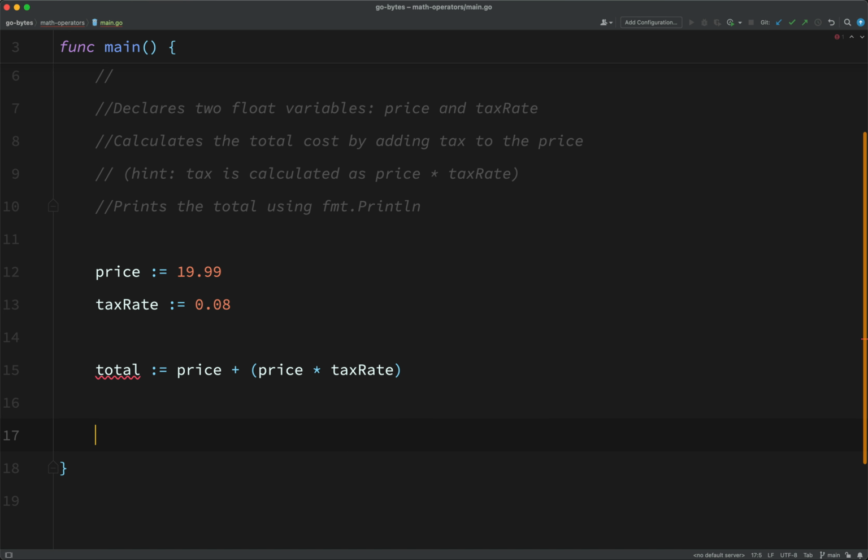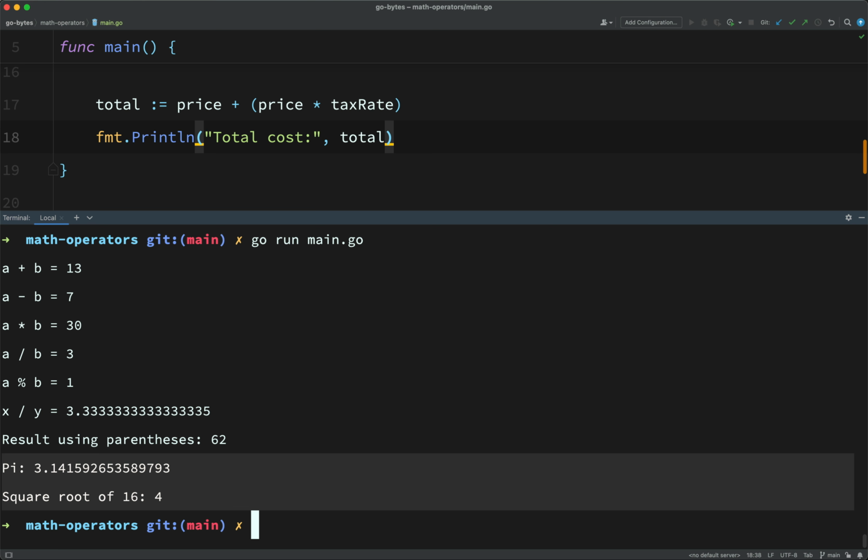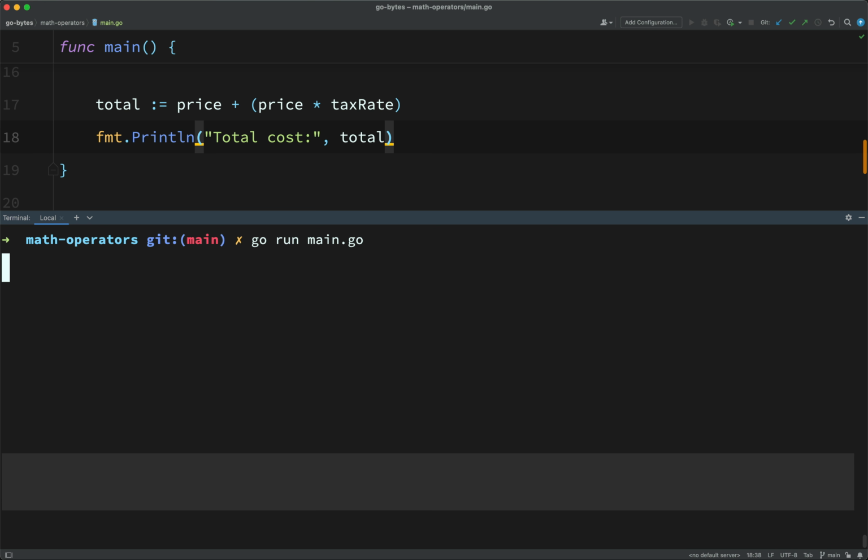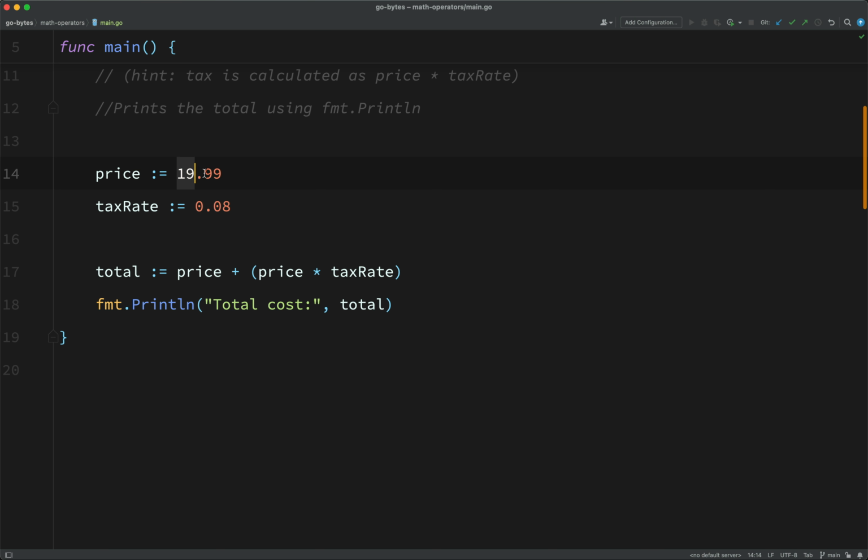All that's left to do is just print this out. So we'll say total cost is total. See what we get here. 21.589. Is that the same as what you got? If we're starting with a price of $19.99 and we have a tax rate of 0.08, then that does look roughly correct to me. And that has been the introduction to mathematical operators in Go.